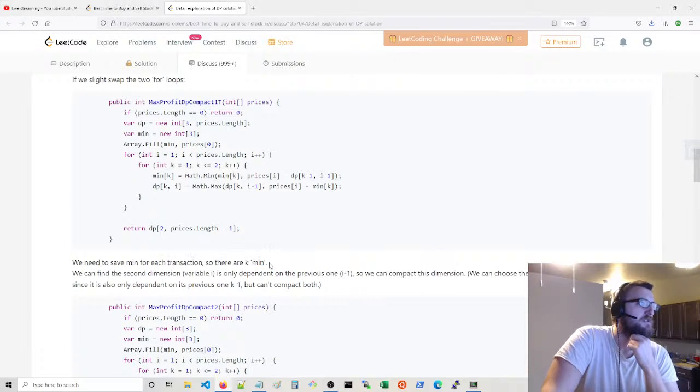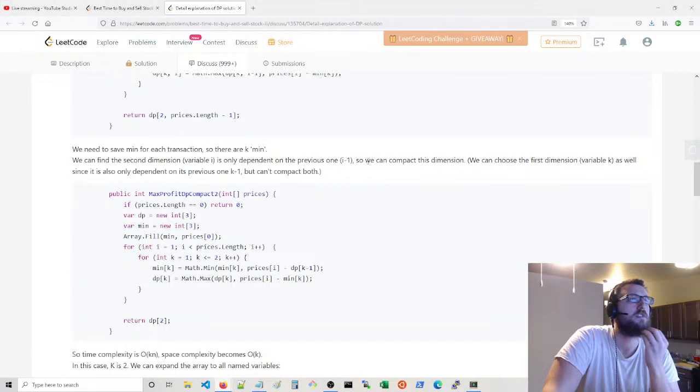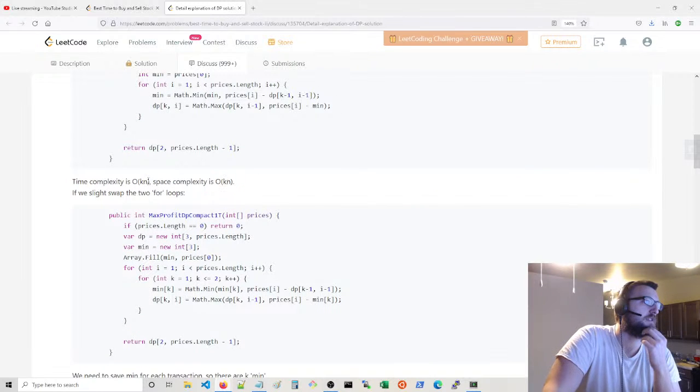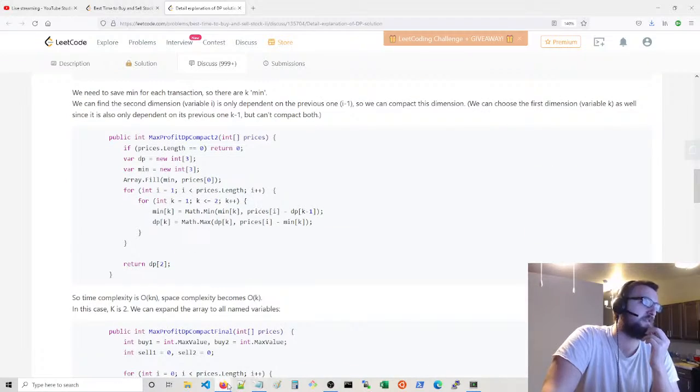Save min for each transaction, that are k min. We can find the second dimension variable i is only dependent on the previous one, so to compact this dimension, we can choose the first dimension variable k as well, since it is only dependent on its previous one, k minus 1, but can't compact both. Yeah, that's what I was doing actually when I was saying, oh, you can optimize away k, but you actually want to optimize away n because then n's bigger. But you could do either.